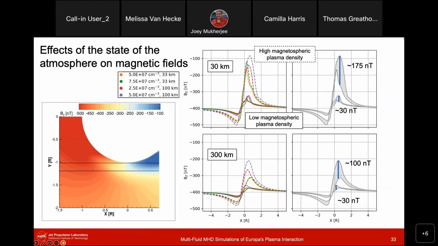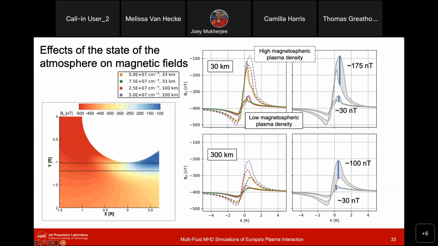The dashed lines are showing the cases for high magnetospheric plasma density. The solid lines are showing the cases for low magnetospheric plasma density. And then this is the 30-kilometer trajectory, which is more similar to what we'll get with the best trajectories for Europa Clipper. This is the 300-kilometer trajectory, which is not in the same place, but is more analogous to what we might see with the Juno flyby.